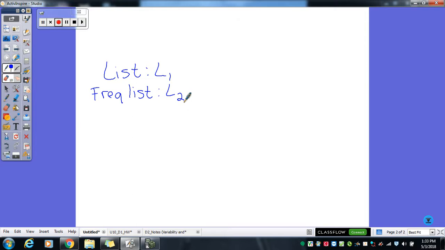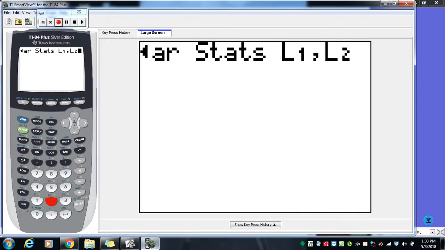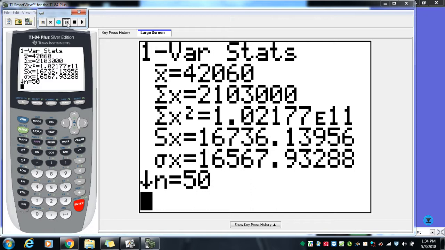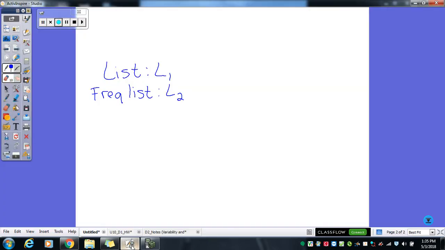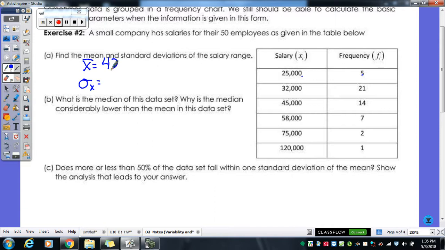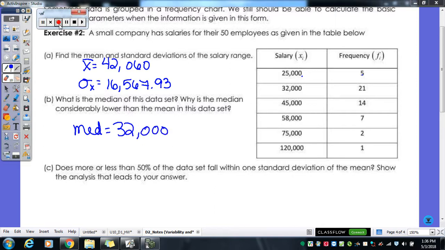Second, and then the number 2. And then you hit enter. 42,060. And our population standard deviation? Are we on this 1 or are we on this 2? All right, next they want us to find our median. So scroll down, find your median. 32,000. Now I want you to start thinking of, what do we call this number here?